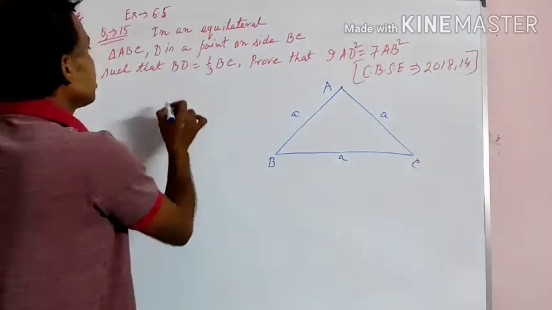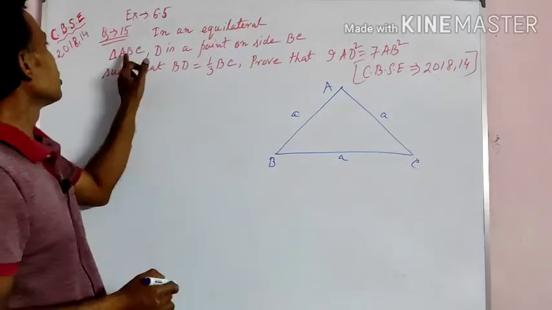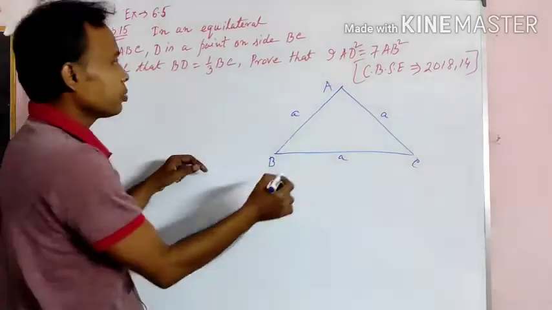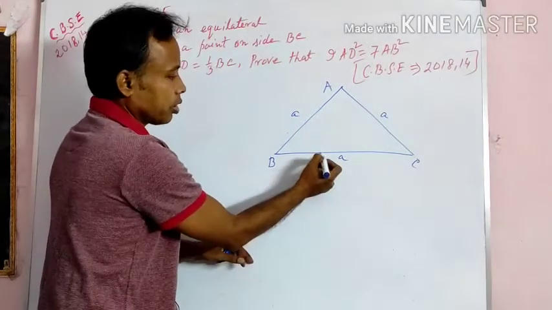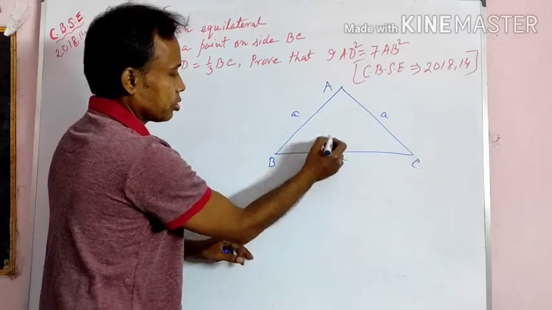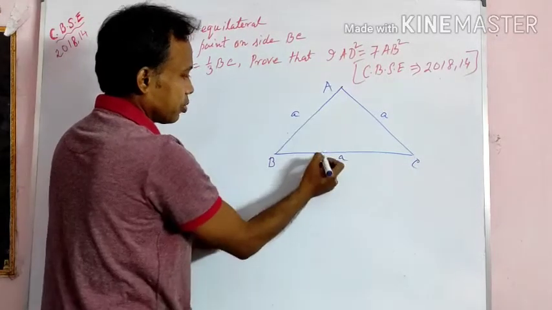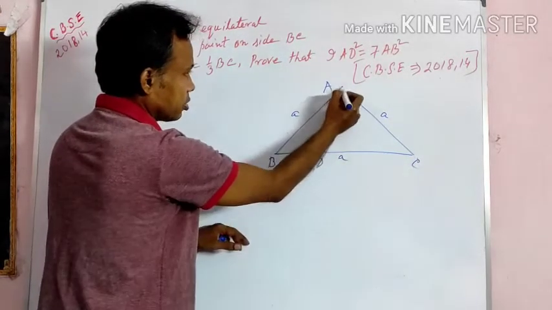So take a point on BC. D is a point on BC. Here is your BC. Take a point on BC. This is your point D. So let us join AD.